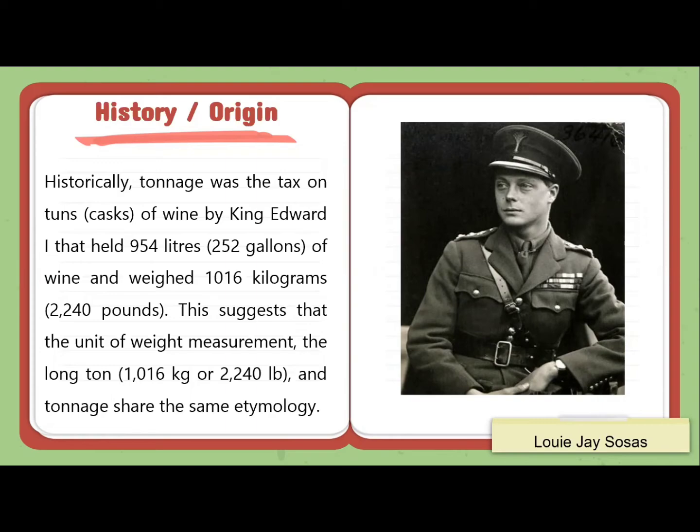Historically, tonnage was the tax on tons or cask of wine by King Edward I that held 954 liters, or equivalent to 252 gallons of wine, and weighed 1,016 kilograms, or equivalent to 2,240 pounds. This suggests that the unit of weight measurement, the long ton, or the 1,016 kilogram, or 2,240 pounds, and tonnage share the same etymology.